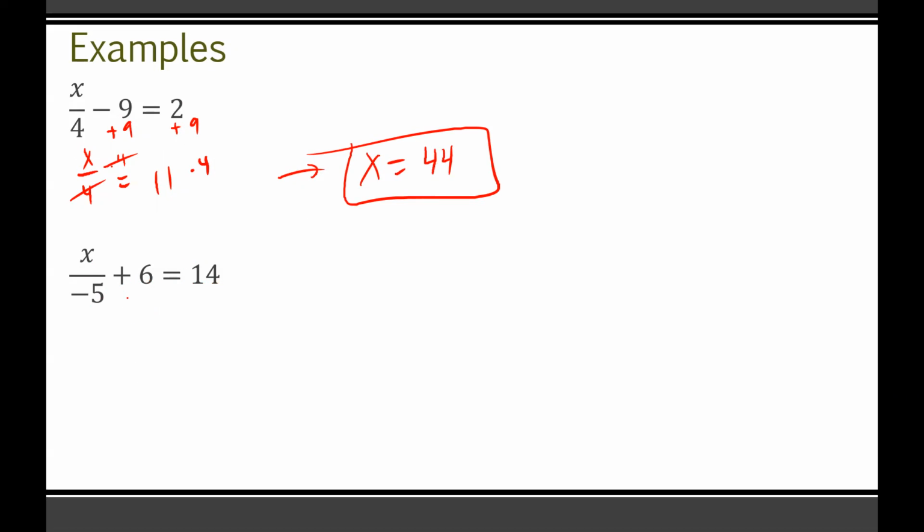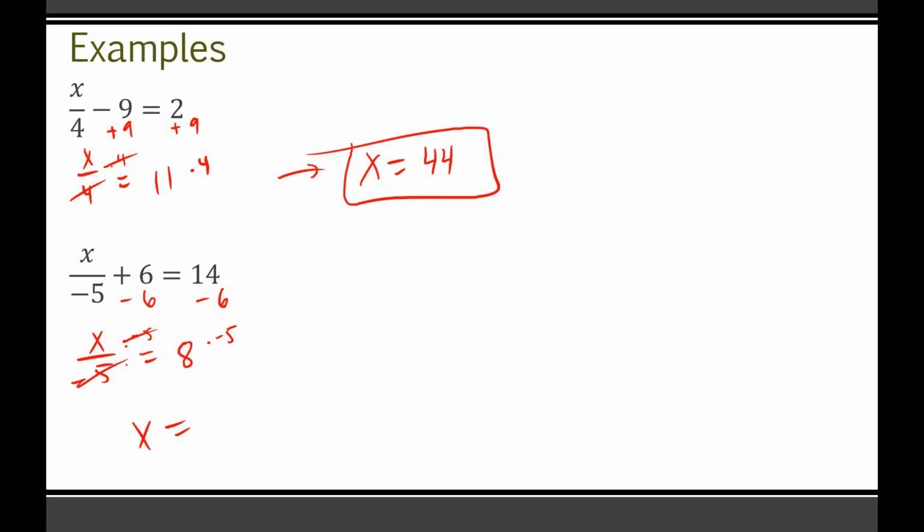Next one down here, similar idea, x over negative 5 plus 6 equals 14. Get rid of your addition or subtraction first. So we have plus 6, we just got to minus 6 on both sides. This is going to give us x over negative 5 equals 14 minus 6, which is 8. Then we need to get rid of this divide by negative 5 by timesing negative 5 on both sides.